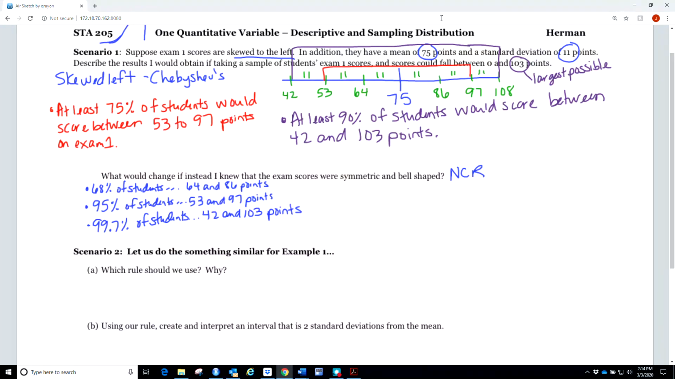reason. So the math is no different. It's just what we can say about those numbers is different. Up here, at least 75% are between 53 and 97, versus down here, it would be exactly 95% if it was symmetric and bell-shaped.